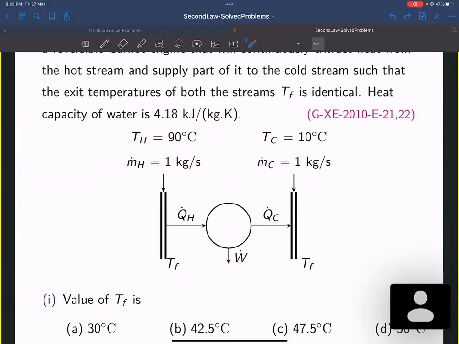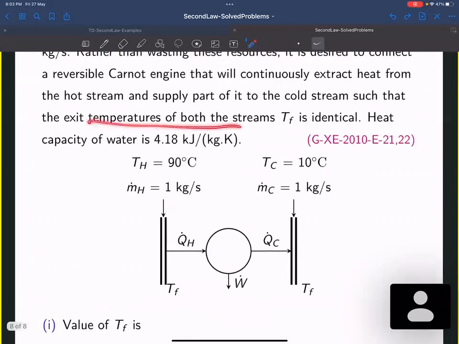There is a good amount. So simply, instead of wasting them to the environment, we can think of constructing a heat engine and extract some amount of energy from the hot stream and convert it to work and reject the balance to the cold stream, so that both the outflows will reach the same temperature. So the problem is that the exit temperatures of both the streams are identical.